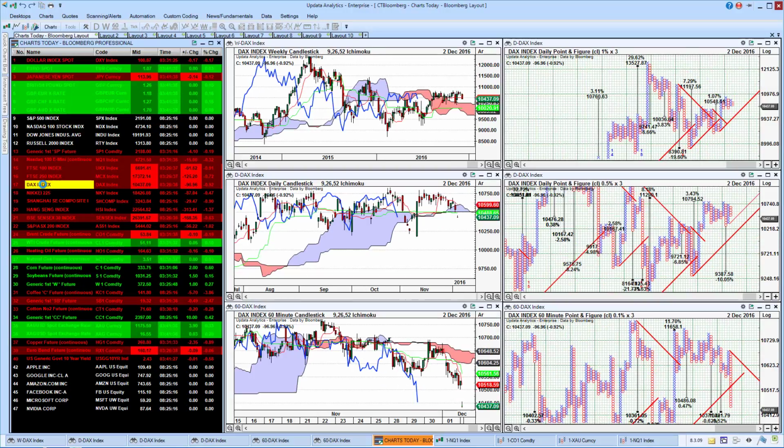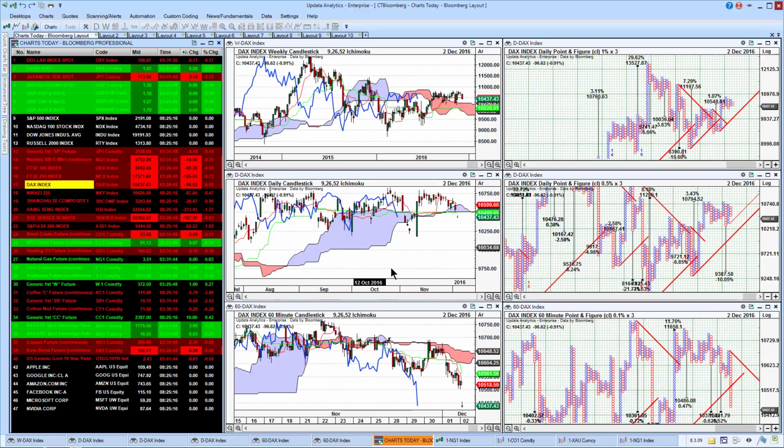DAX down nearly 1% this morning, really falling off a cliff. And we see here these downside targets as well. So that is a little bit disconcerting. We just can't break this 10,800 level. It just really is holding us back on the DAX. So we see that level.